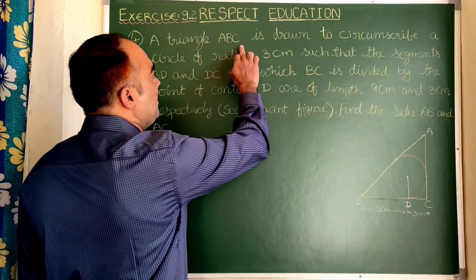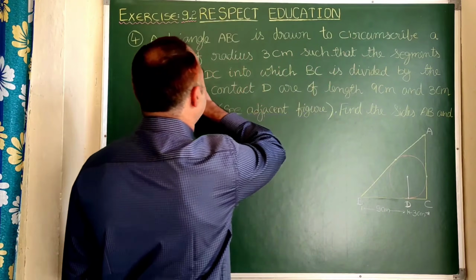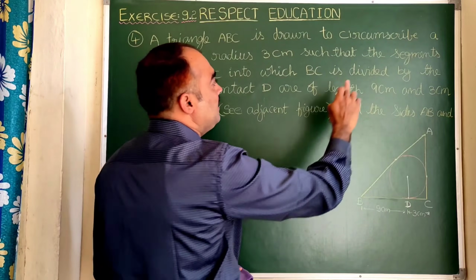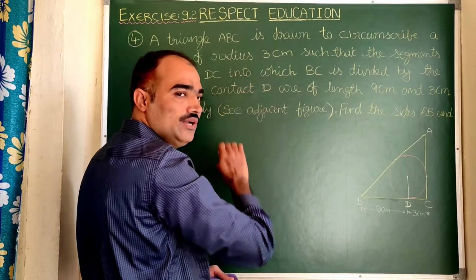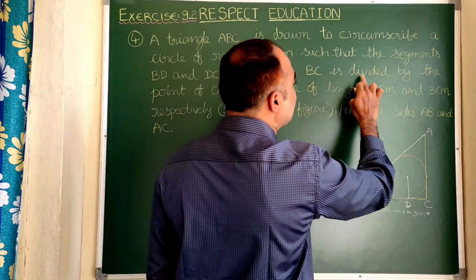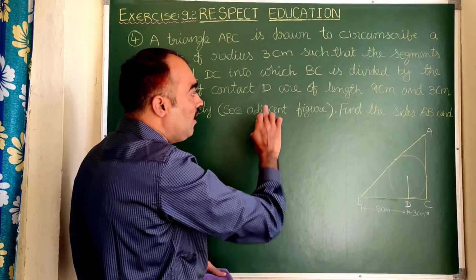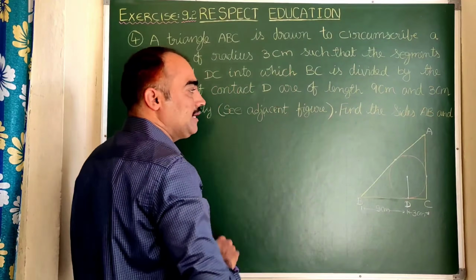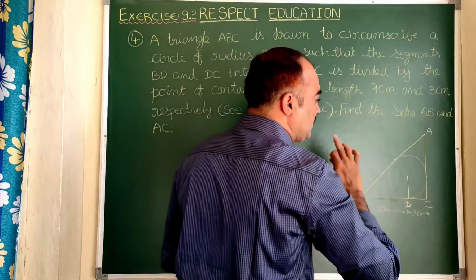A triangle ABC is drawn to circumscribe a circle of radius 3 cm such that the segments BD and DC, into which BC is divided by the point of contact D, are of length 9 cm and 3 cm respectively. See adjacent figure. Here the figure is given in the question.